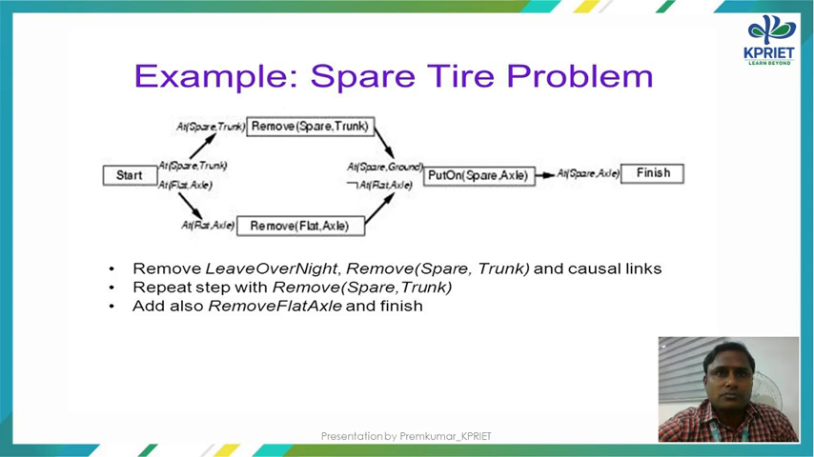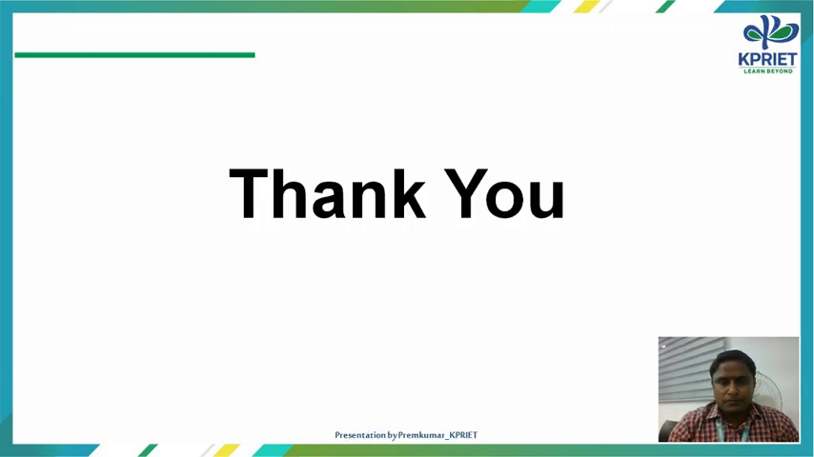So overall, the spare tire problem is an important problem in AI planning because it provides a standardized benchmark problem for evaluating planning algorithms, illustrates key planning concepts, demonstrates the importance of domain knowledge, and has practical applications in real-world scenarios. These are all the reasons we are learning the spare tire problem. It's a classical problem. Thank you.